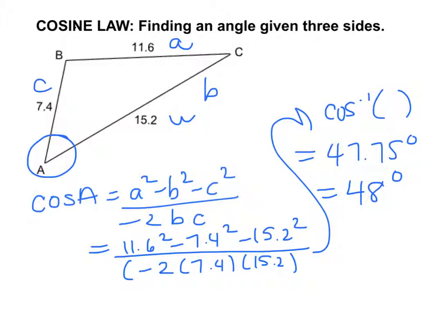Only things you have to be careful of for this one is making sure you square everything on the top and that you have a really big bracket on the bottom to capture everything, or you do it in two parts. Try not to use your decimal places, or your answers could be a little bit different. That's it. That's using cosine law, given three sides to find an angle.